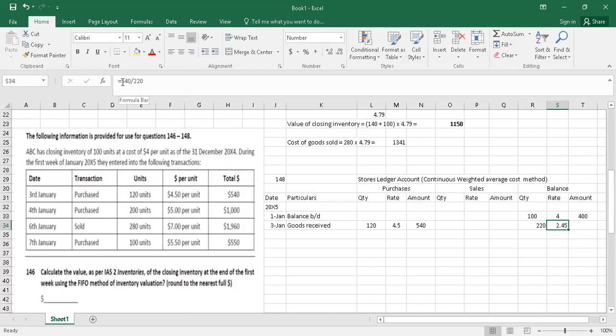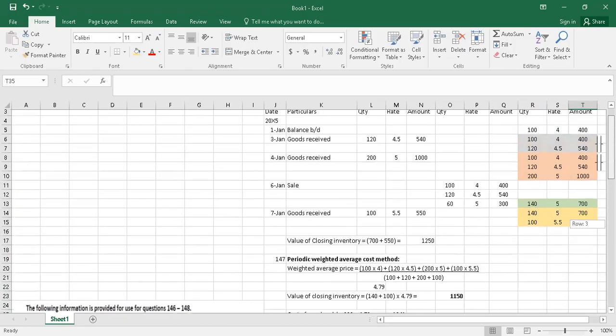Sorry. So 540 plus 400 is also there. It is 940. 400 and 540, both of them are added together and then divided by the total number of units gives us the value at this time. Next date is 4th January.